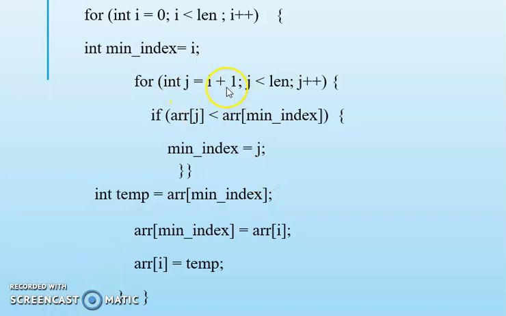Now starting from j equal to i plus 1 to j less than length, compare the value at every jth index with the min index. If the j index is holding a smaller value, then that index will become our new min index. After you complete that particular iteration, that means after you have identified the smallest element, you have to swap. So these are the steps for swapping.